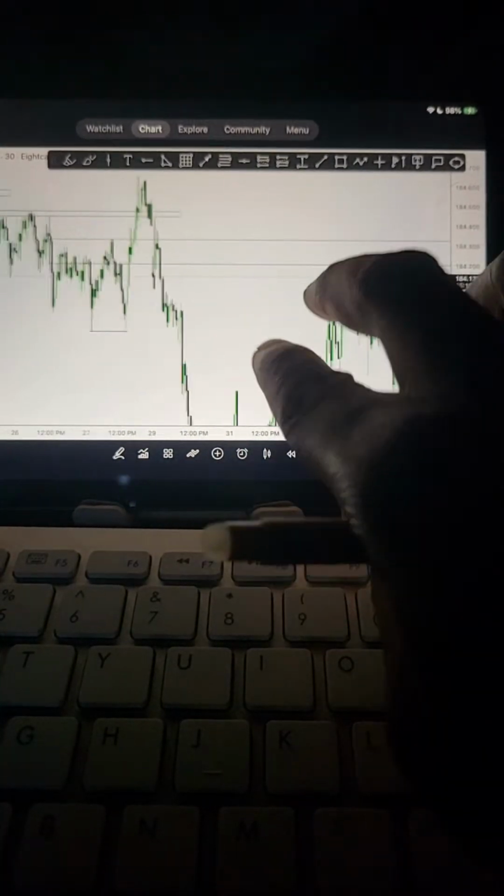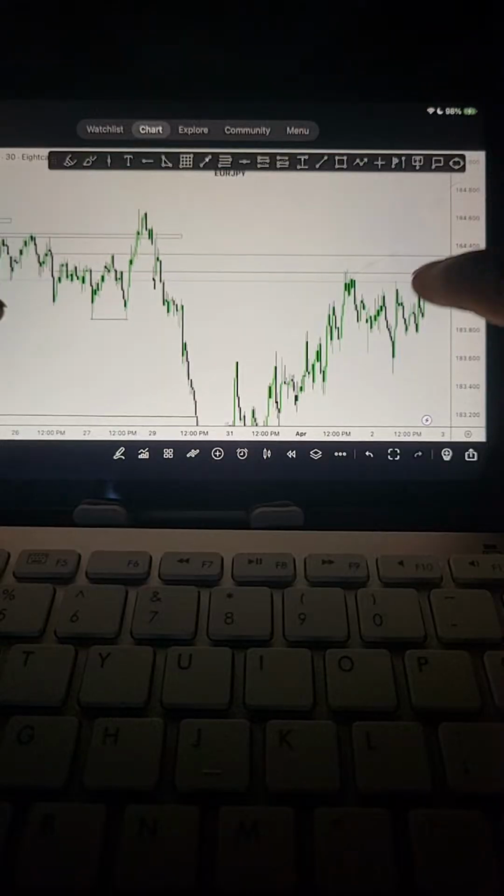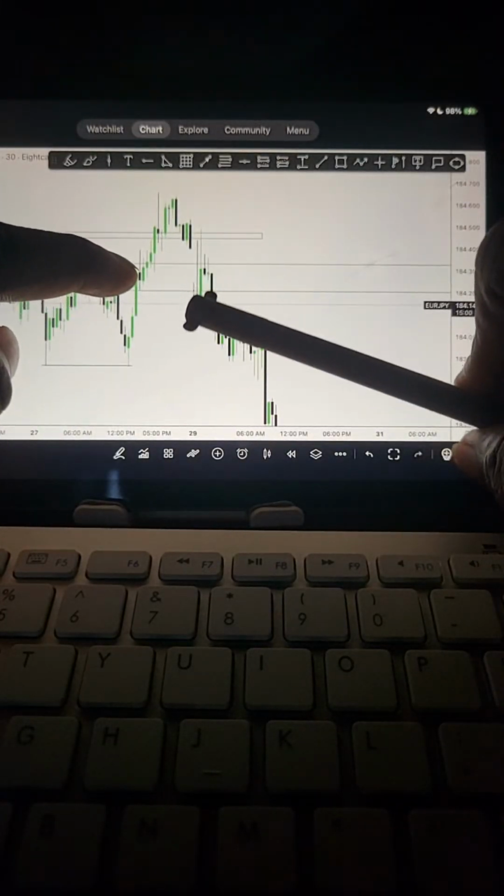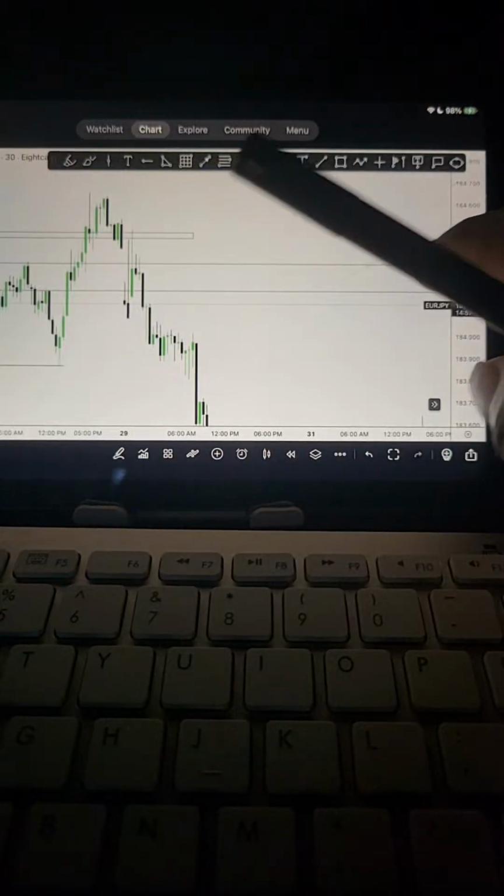So there's a reason why I'm selling from around this zone, guys. Number one, if you look, there is a fair value gap sitting right there. There's a gap there, and there's a key zone here.